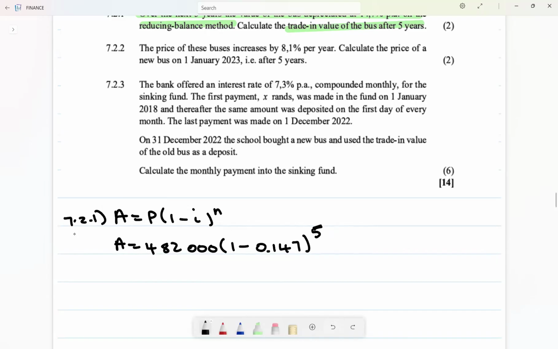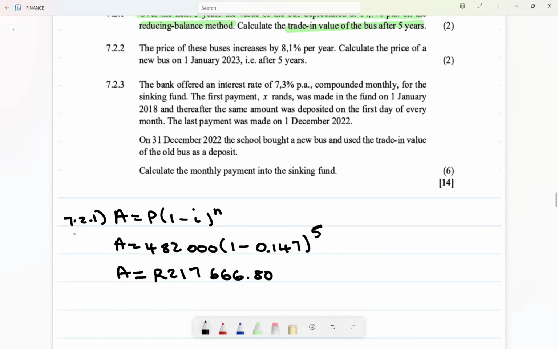Still the same thing. Okay, and then let's see how much I get for my depreciation value. 1 minus 0.147 to the power of 5. I get something like, it will now be worth 217,666.80 after 5 years.